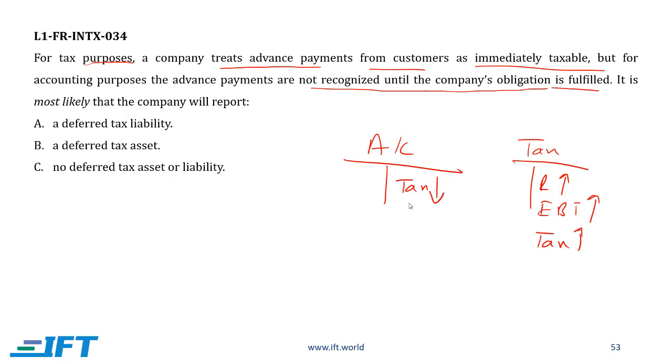So we are paying more taxes. Why would the taxes be lower? Because the revenue is not increasing. This is not happening because we are not immediately recognizing it. So what will happen? We are paying more taxes compared to your accounting books. So a deferred tax asset is generated.